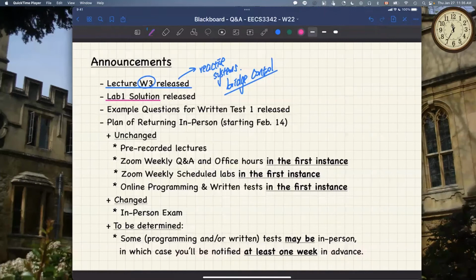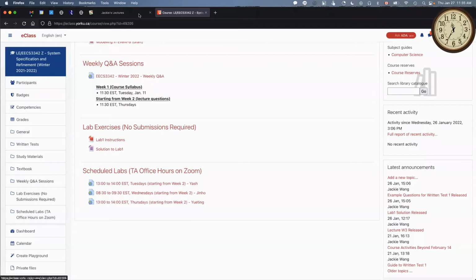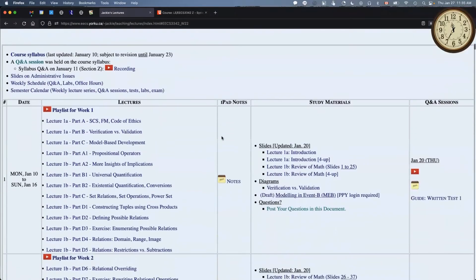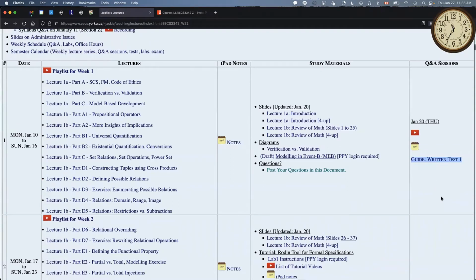We also have some example questions for your written test number 1. Before I go on to the example questions, let me remind you about written test number 1. I already released the guidance about the coverage and policy last week, so look at the guide if you haven't. It outlines the policy that you have to obey for the test. If you need any clarification, you can ask me now, or maybe later. I'll open the floor in a moment.